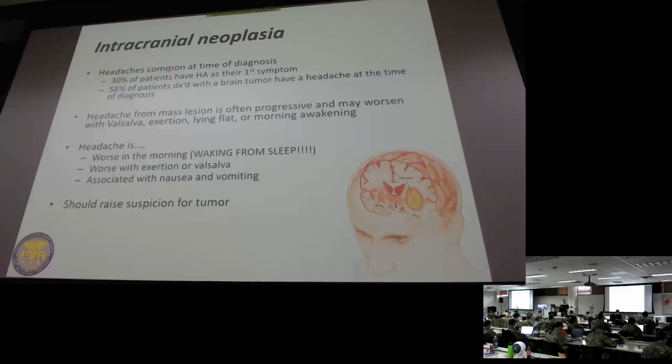About 30% of patients with a brain tumor will have their headache as their first symptom, and about 56% of patients will endorse having headache at the time. It may be an additional finding. Headache from a mass lesion is often progressive.